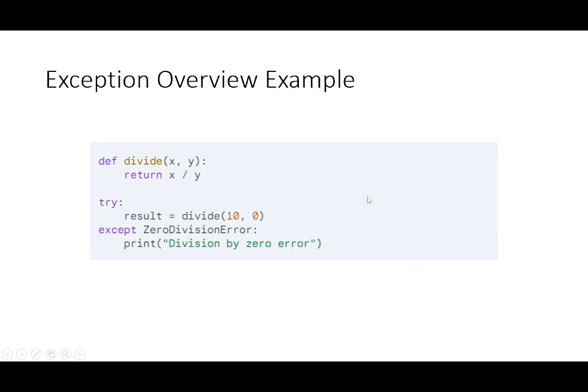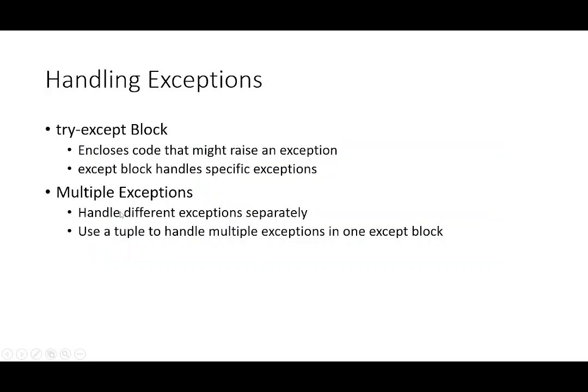So let's take a look at this one, the ever classic divide by zero. We're going to have a function called divide. If we pass in 10 divided by zero, we're going to raise the exception ZeroDivisionError, and we can then do something within our try except block.